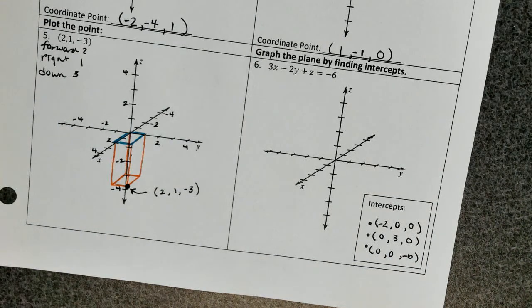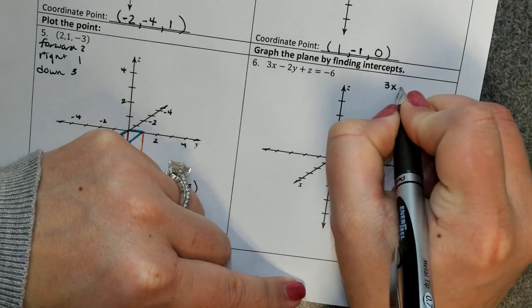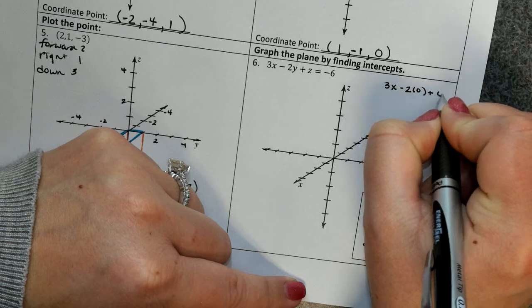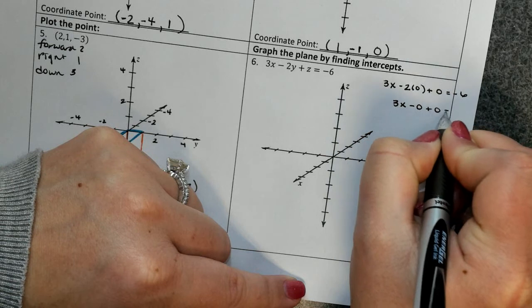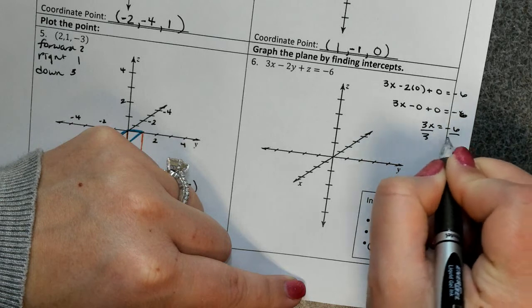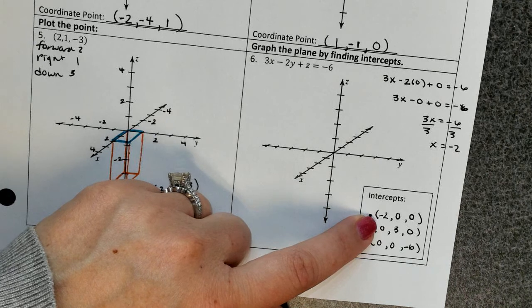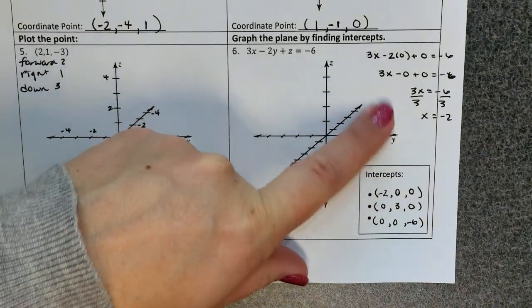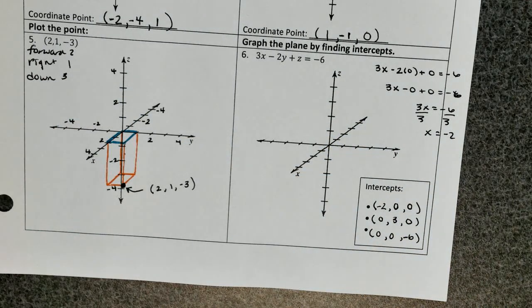You can, if you choose, write it out by plugging it in. So, for example, on the first one, if you wanted to write out 3x minus 2 times 0 plus 0 equals negative 6, then these turn into 3x minus 0 plus 0 equals negative 6. And then 3x equals negative 6, and divide by 3, and divide by 3, and get x equals negative 2, we would get this exact same answer. Okay? You can write out that work if it helps you. That's totally fine. Do you have to write out that work? No. You do not have to. Okay? But yes, you can if it helps you.